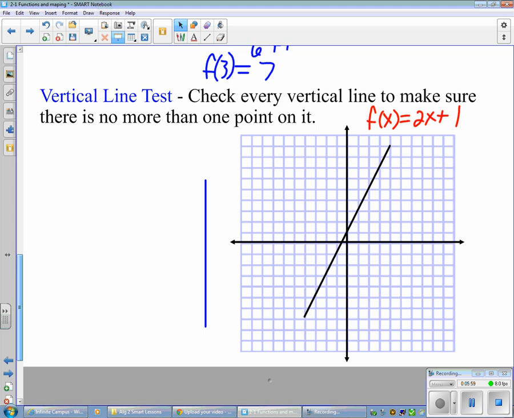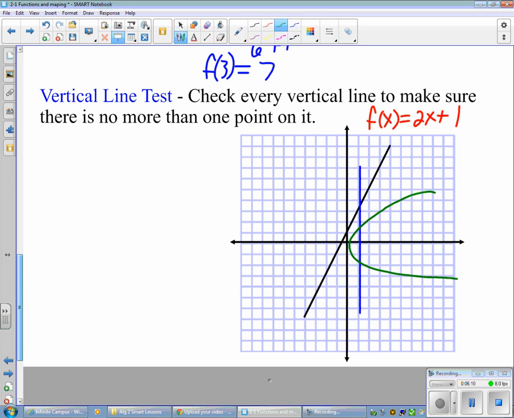If I had a different equation, something shaped more like this, and I took my vertical line, well, right away here, there are 2 points for each x. So that fails the vertical line test. So the black is a function, the green is not.